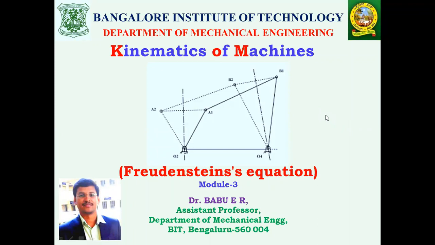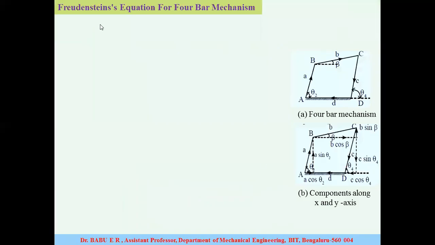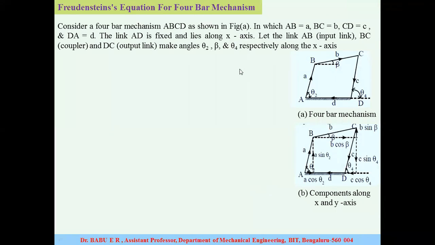Dear students, let us start with the next topic, Freudenstein equation. Freudenstein equation for a 4-bar mechanism. Consider a 4-bar mechanism ABCD as shown in figure A, in which the length of the link AB is taken as small a, length of BC is taken as small b, length of CD is taken as small c, and length of AD is taken as small d.